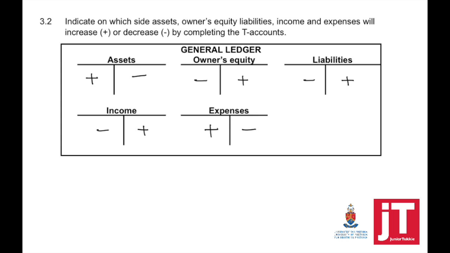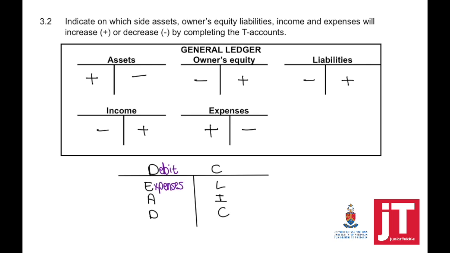A tool that you can use to help you remember this is by looking at the word DEAD CLIC. The D stands for debit, E for expenses, A for assets, D for drawings, C for credit, L for liabilities, I for income, C for capital. If we look at debit side, all expenses, assets, and drawings will increase on the debit side, which means they will decrease on the credit side.